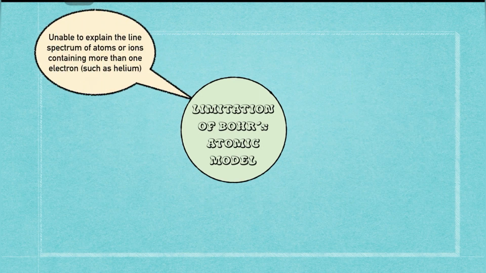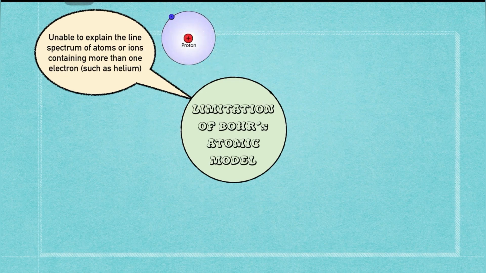First, it is unable to explain the line spectrum of atoms or ions containing more than one electron, such as helium. We know that helium has 2 electrons, so Bohr cannot explain atoms that have more than 1 electron. That's why from the beginning I only gave you the example of the hydrogen atom, because Bohr can only explain species with 1 electron.